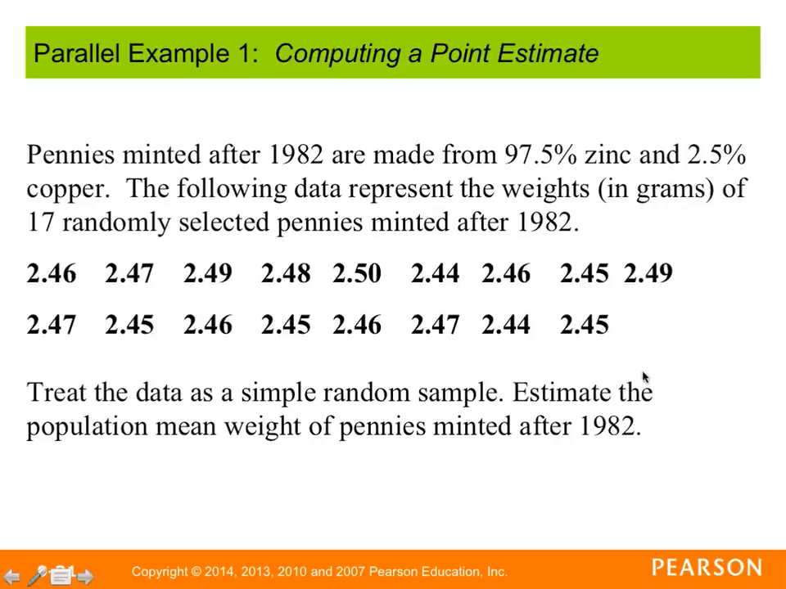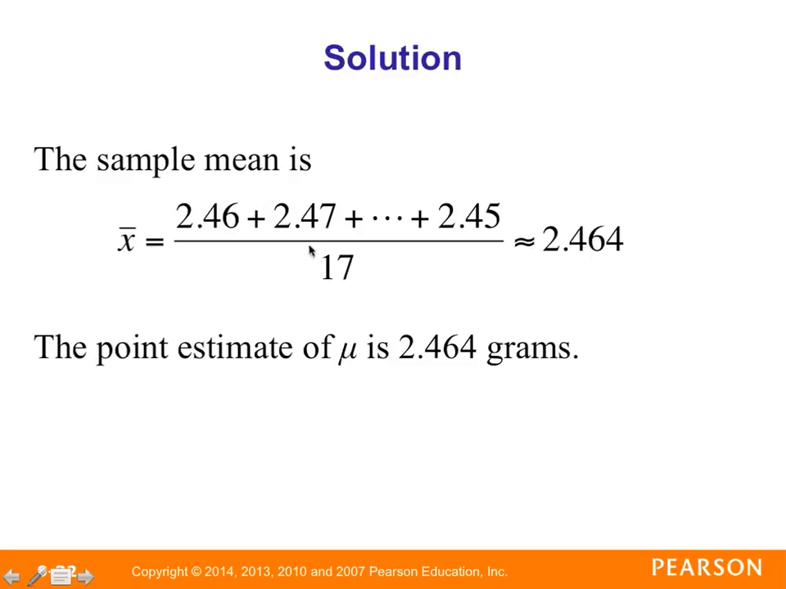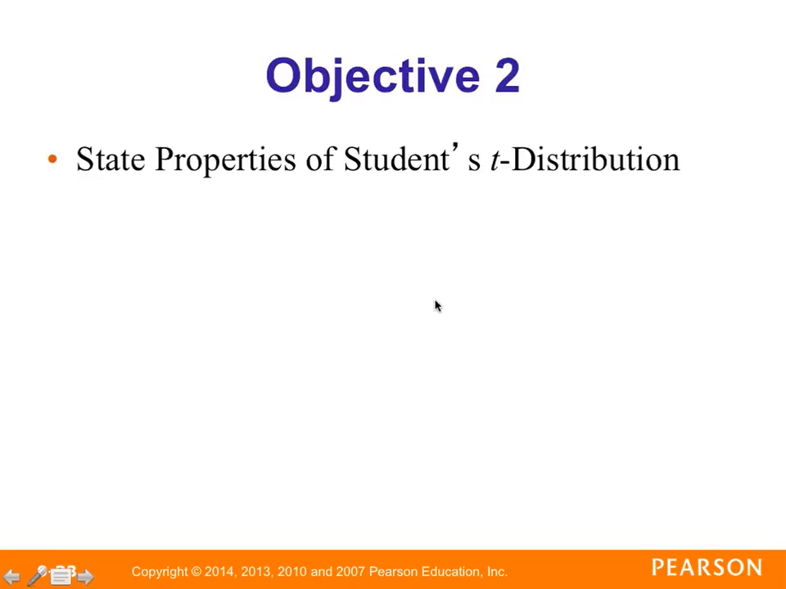So you could use StatCrunch for this, or your calculator, or whatever. This isn't that many observations, so you could add them all up by hand and divide by 17. And what you should actually get is 2.464. So your point estimate of mu is just 2.464 grams.